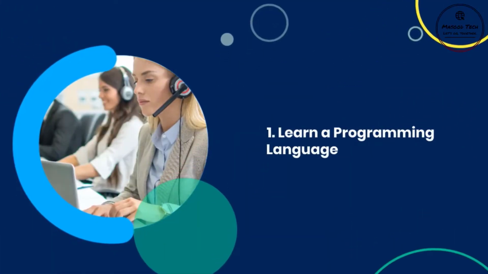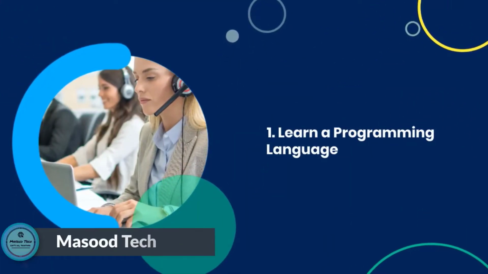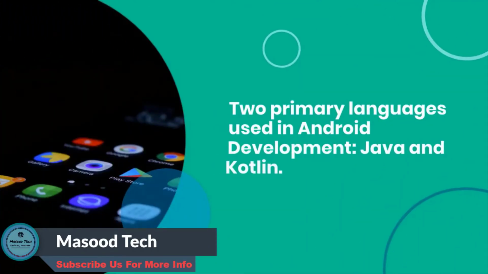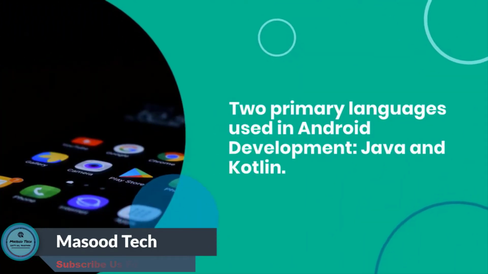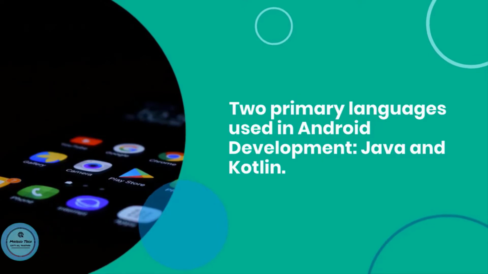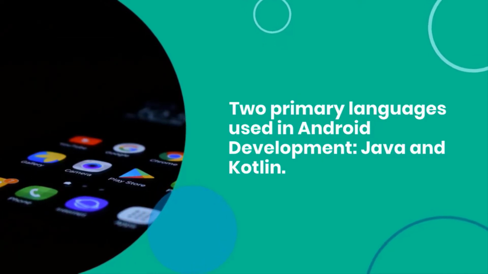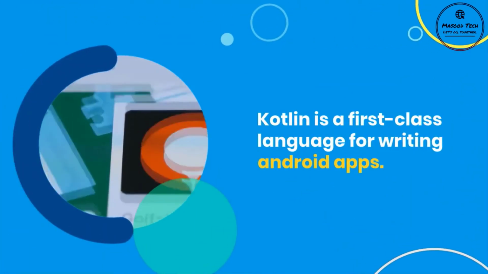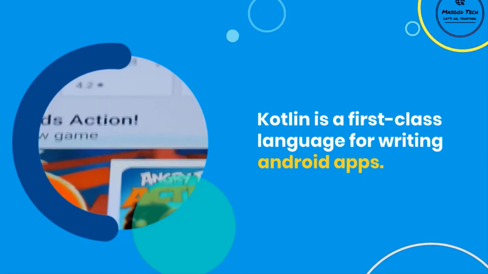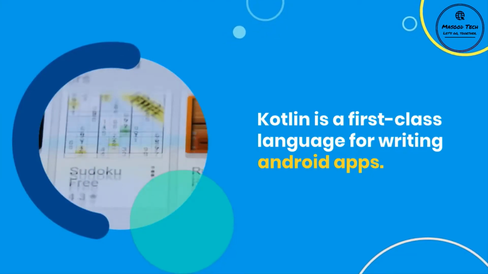Number 1. Learn a programming language. Learning and knowing a programming language is essential in software engineering. There are 2 primary languages used in Android development, Java and Kotlin. If you're thinking about what to learn, Kotlin is a first-class language for writing Android apps.